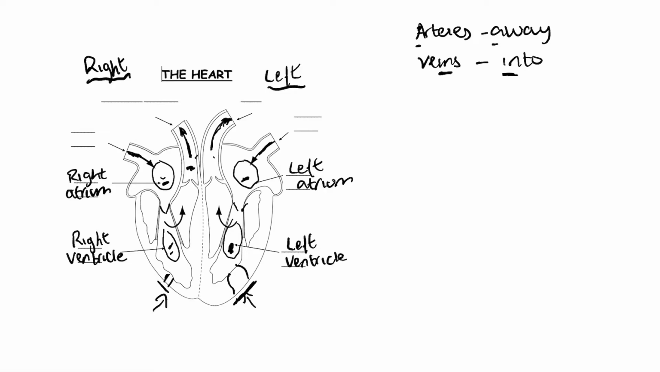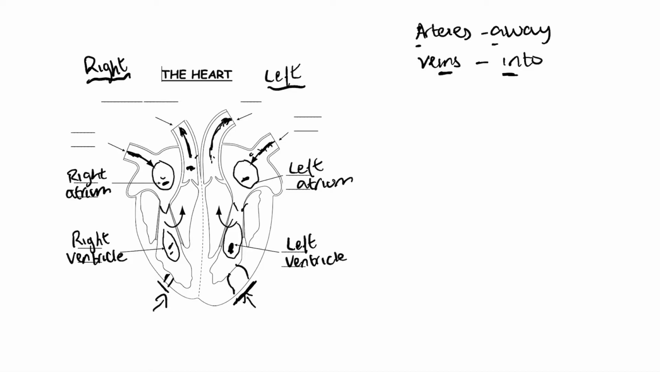If you don't have the arrows showing, then you can remember that the veins are connected to the atrium, they go into the atrium, and the arteries come away from the ventricles. So that's how you can remember if you don't have the arrows to help.